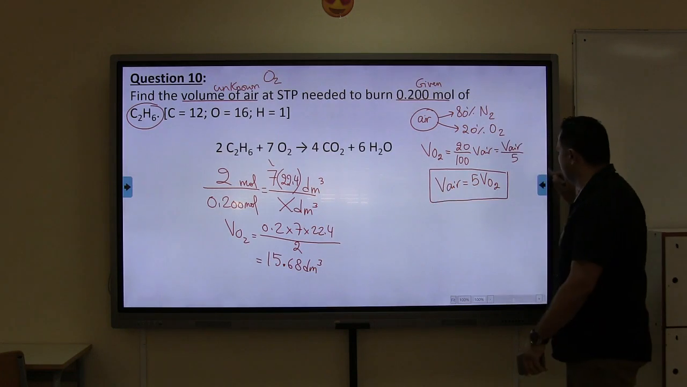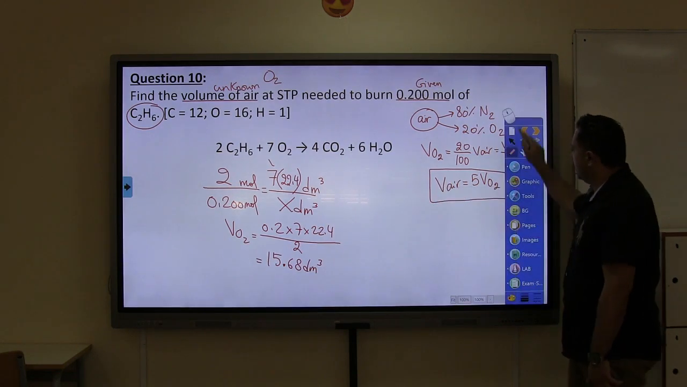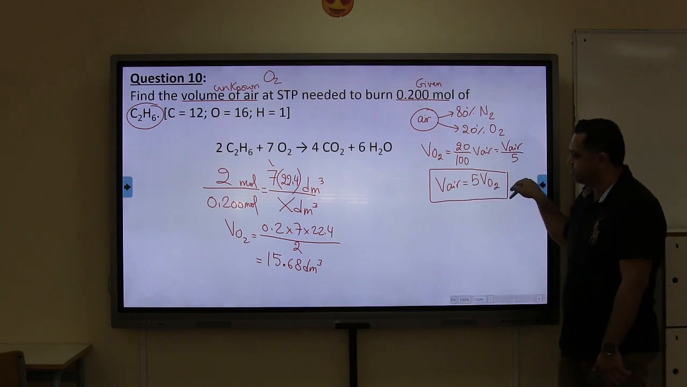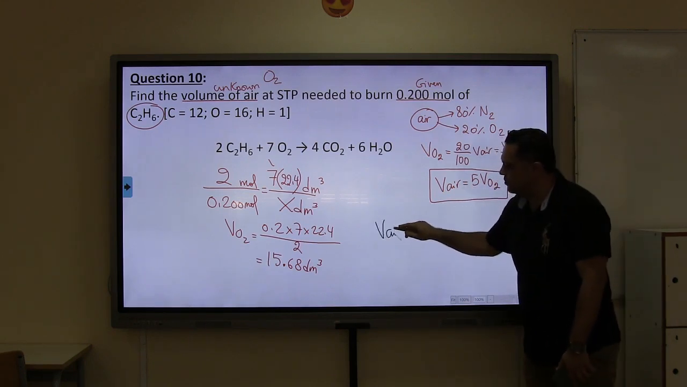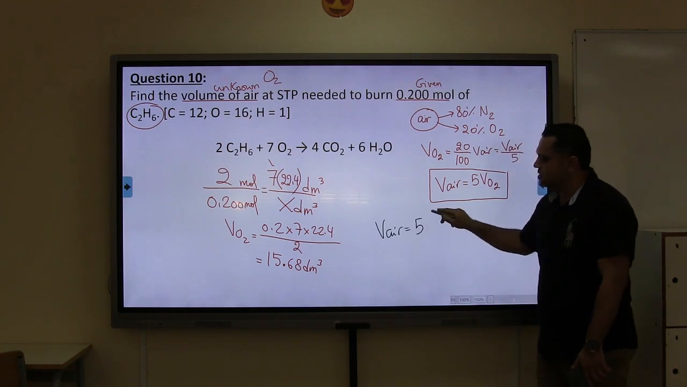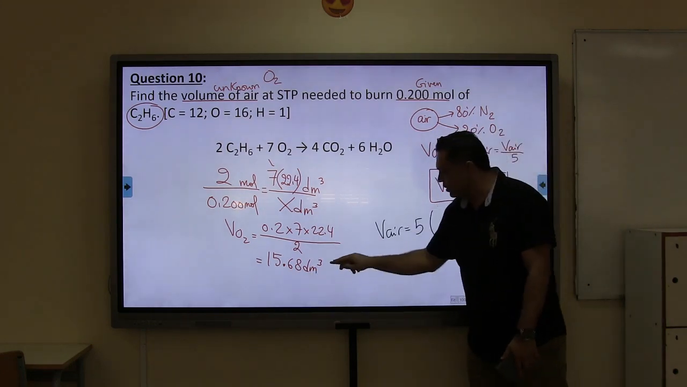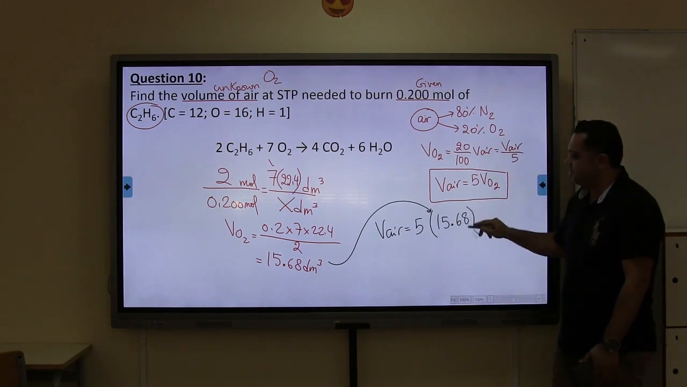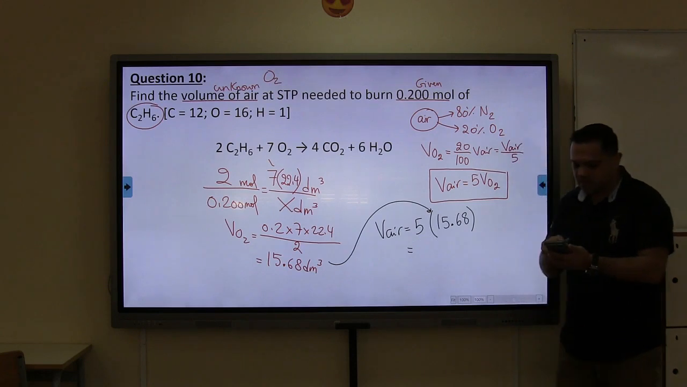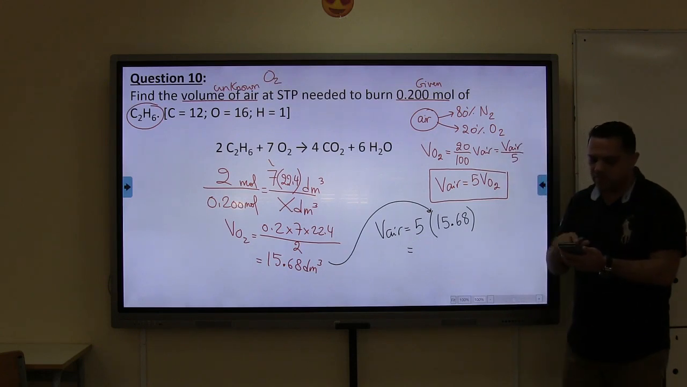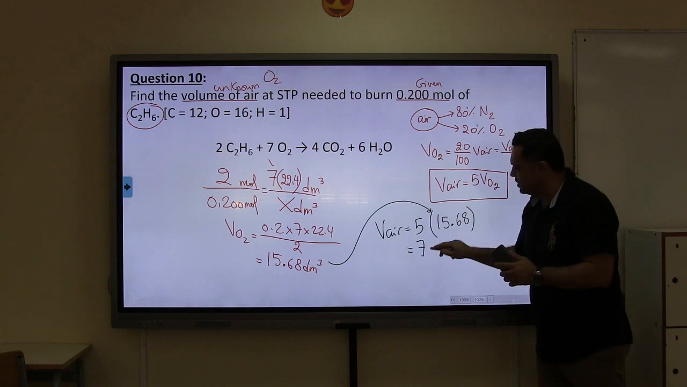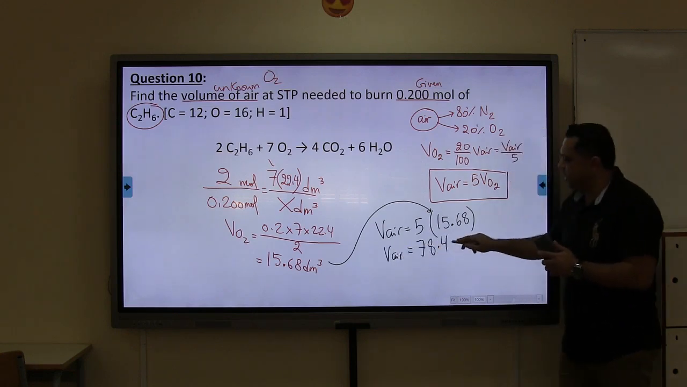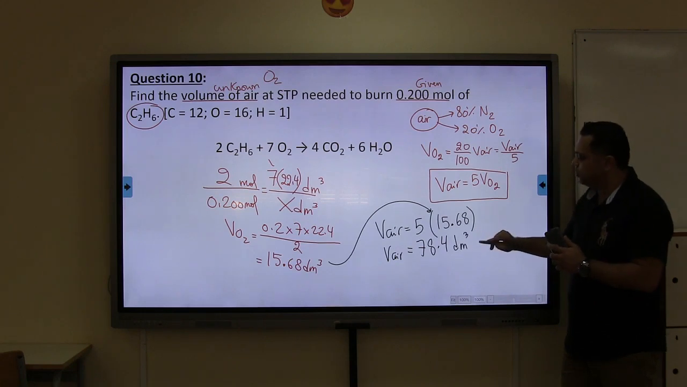To find volume of the air, I can also use this relation directly. So I can say that volume of the air is equal to 5 times the volume of the oxygen. So in this case, volume of the air will be 5 times the volume already calculated. It will be 15.68 times 5, and the answer will be 78.4. So this will be volume of the air, 78.4 decimeter cube.